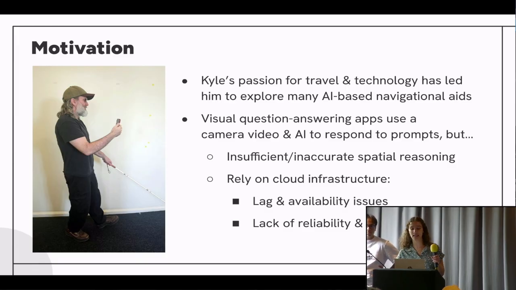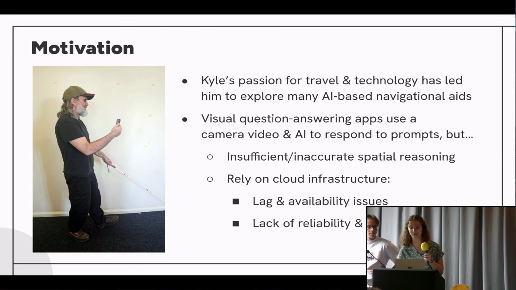But there were a few shortcomings that Kyle particularly found. For example, they often have insufficient or inaccurate spatial reasoning. And this is super important for navigation because just knowing if a car is to the left or right of another car is really helpful in order to get a mental picture of what's going on.